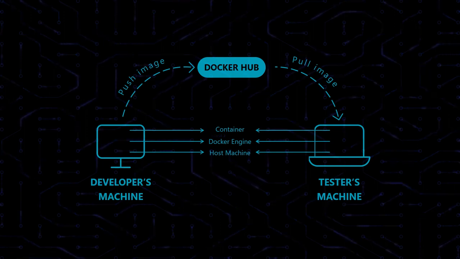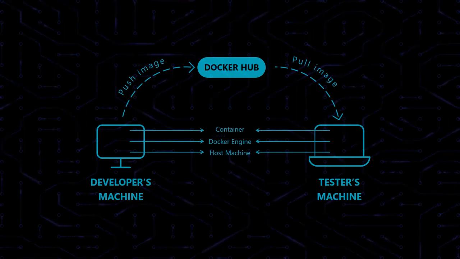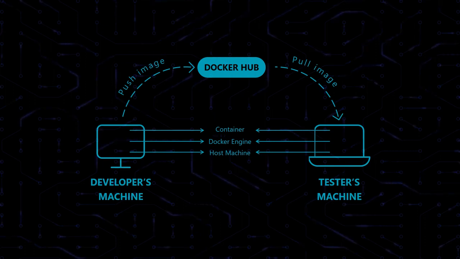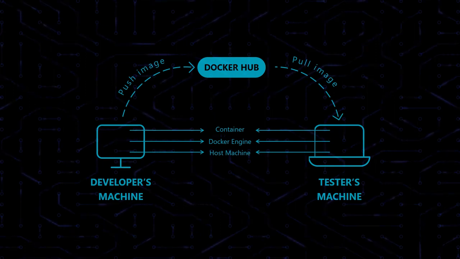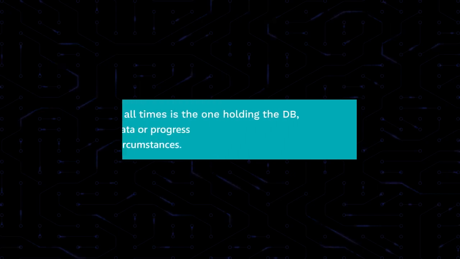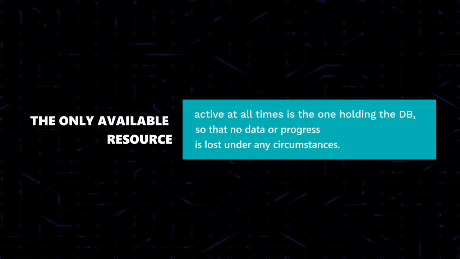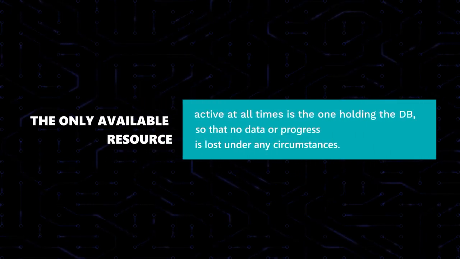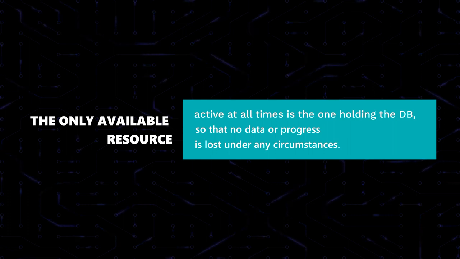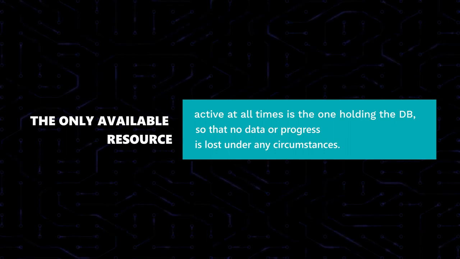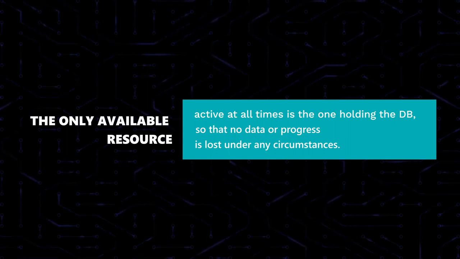In general, when not in use, the production shuts down all containers so that no resources are to be spent in vain. The only available resource, which is active at all times, is the one holding the database, so that no data or progress is lost under any circumstances.